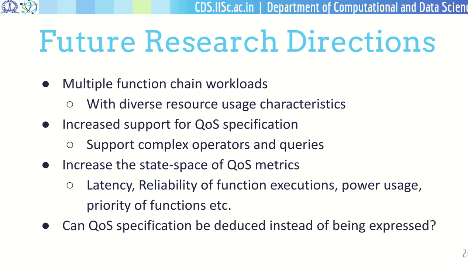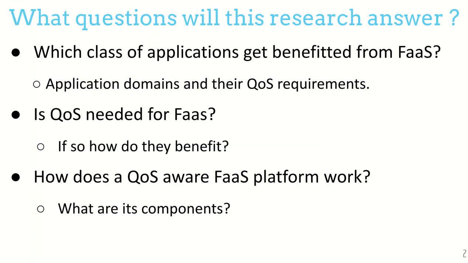In the current setup, we have just considered a simple function. We can go ahead and consider multiple function chain workloads with diverse resource usage characteristics for each of them. Increase the support for QoS specification and support complex operators and queries rather than simple relational operators. And the state space of the QoS metrics can naturally be increased to include things such as reliability of functions, power usage, and so on. And more importantly, we want to look at whether this QoS specification can be deduced by the platform itself instead of being expressed. So this research will answer what class of applications can benefit from FaaS, whether QoS by itself is needed, and what the components of such a platform are and how it might look, and so on.